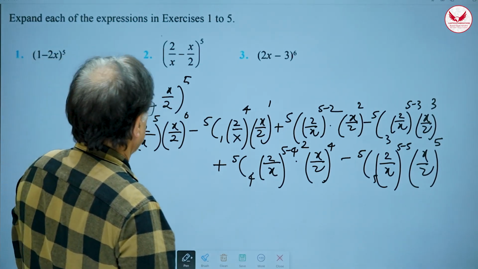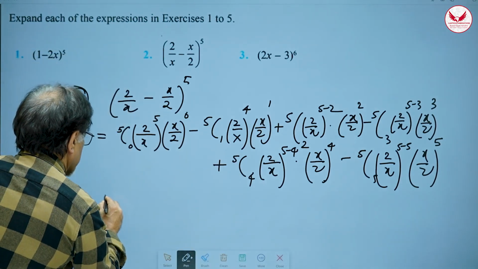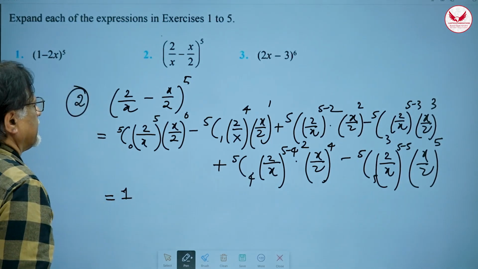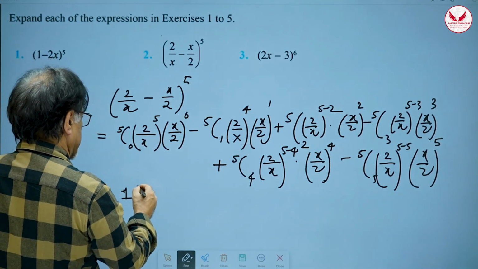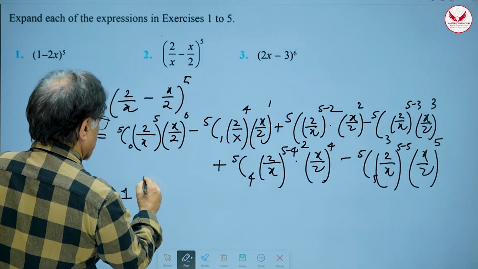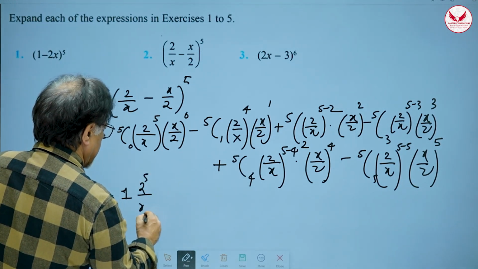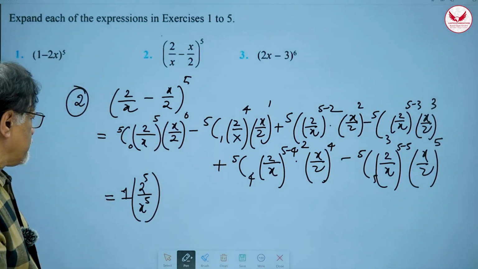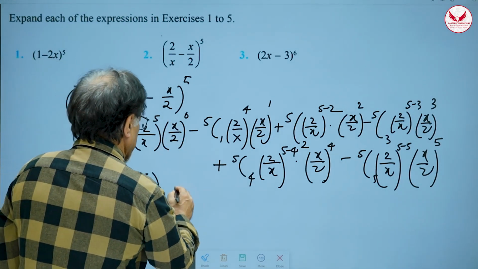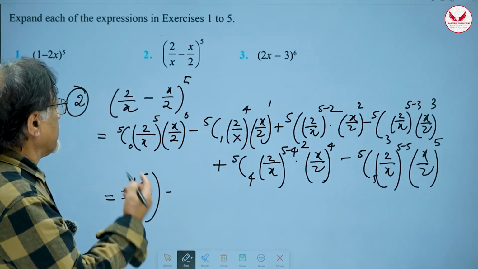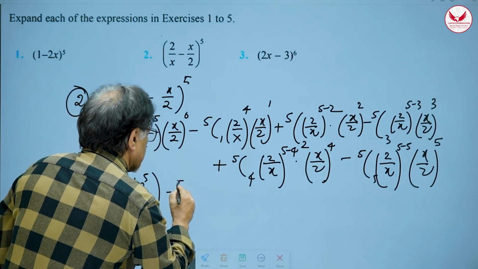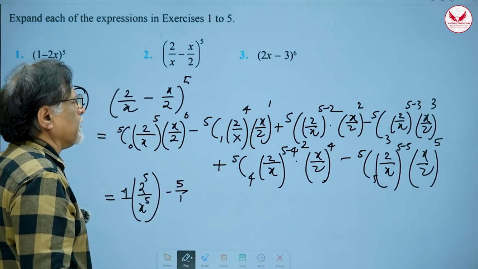Now, as I said, this 5c0 is nothing but 1. 5c0 is 1, right? Other 2 upon x, that will be what? 2 raised to 5 divided by x raised to 5, correct? And this term is raised to the power 0, so it does not come into existence at all, right? So it is 1 only. Anything raised to 0 is 1. So 5c1 will be what? 5 upon 1.